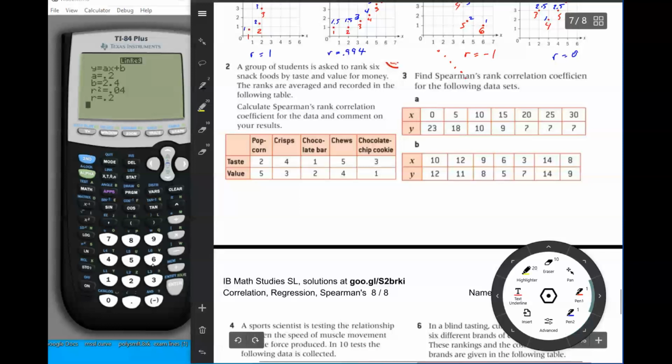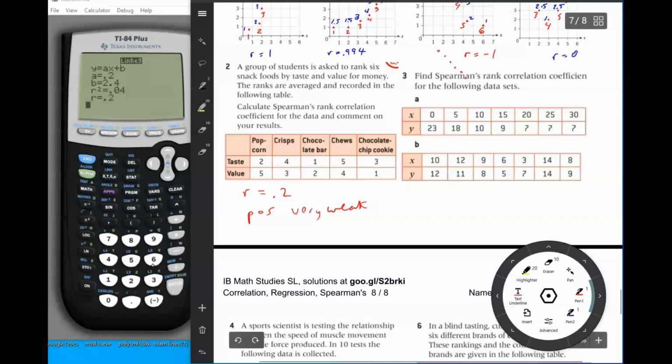So if I was to comment on this R value of 0.2, remember back to what we learned about linear regression, I would say this is a positive, very weak correlation, right? Between 0 and 0.25, we should say it's very weak. Okay, it's not linear though because we're just doing the ranking, right? Okay, let's look at number 3.